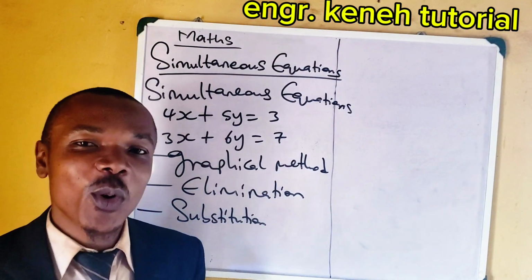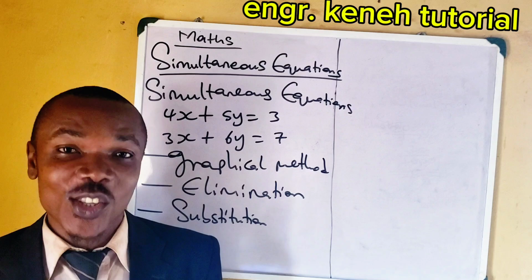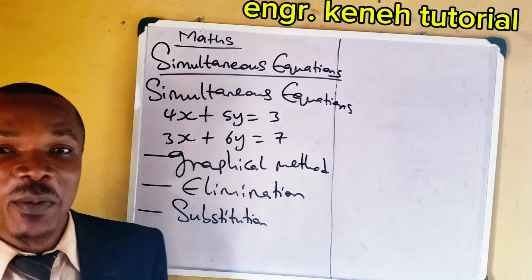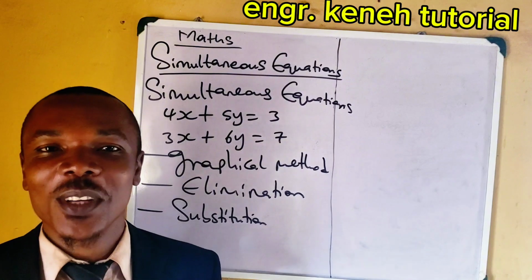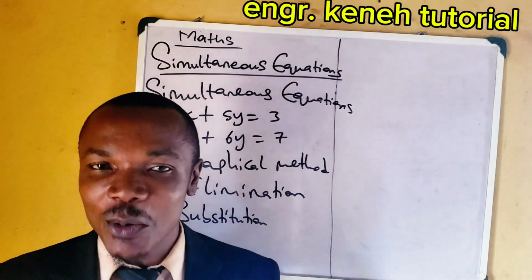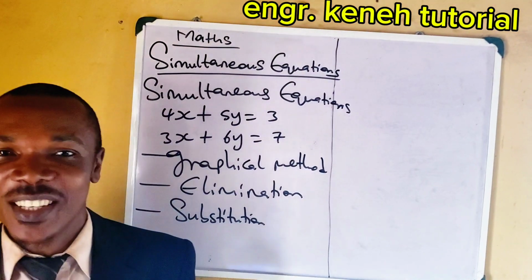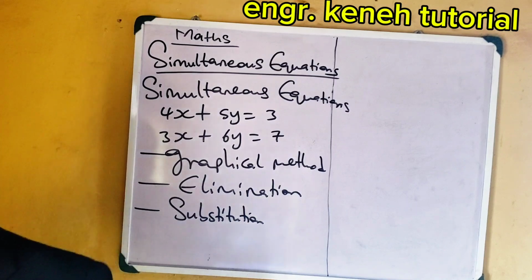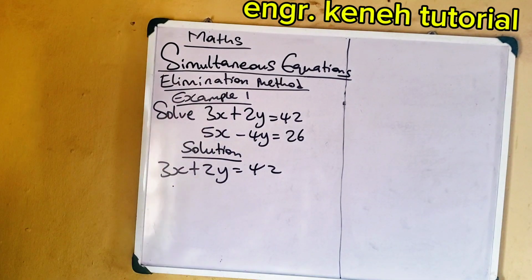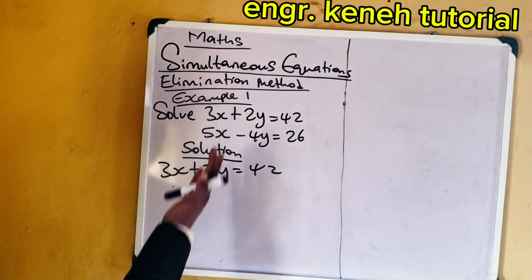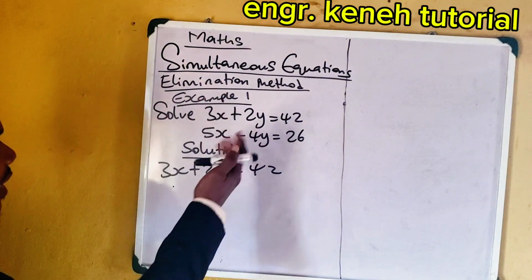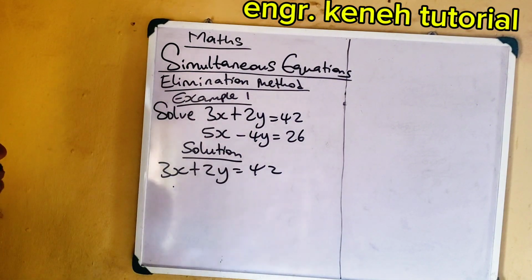I want us to start with the elimination method. Follow me, let me show you how to solve with the elimination method. After elimination, we'll go to substitution. We'll be doing that gradually, one after the other, and I will show you how simple this thing can be. All right, we have the elimination method and we have example 1. I want to use an example to explain how to solve using the elimination method.